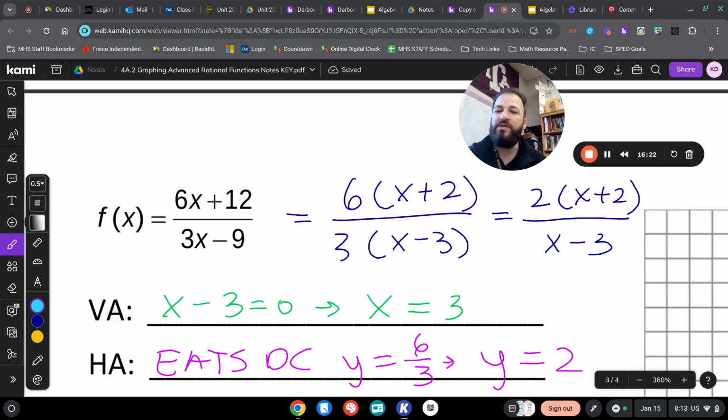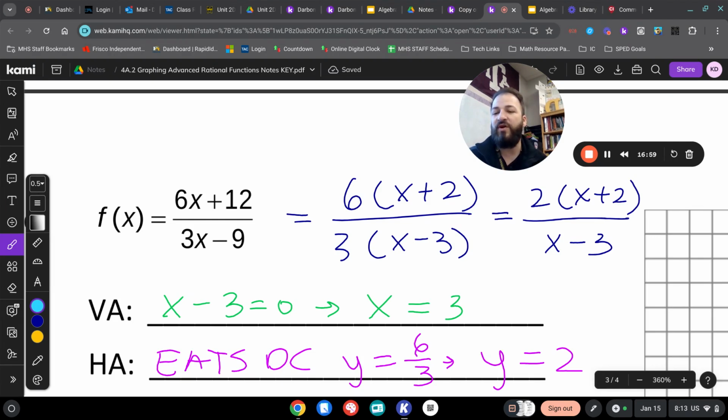All right, and hopefully you got x = 3 and y = 2 for your vertical asymptote and your horizontal asymptote. Just as a reminder, our vertical asymptotes come from any factors left in the denominator. The only factor we have left in the denominator is x - 3, so we set it equal to 0, and we get x = 3. Our horizontal asymptote, we do that with BOBO BOTN EATS DC. In this case, 6x over 3x. Those are our two leading terms. They have the same exponent of 1, so we would divide those coefficients. So 6 divided by 3 would give us y = 2.